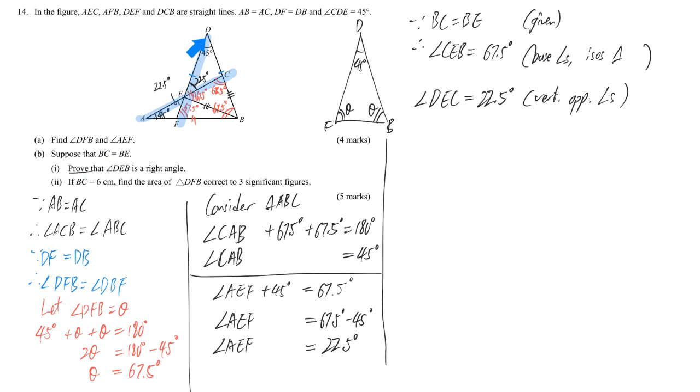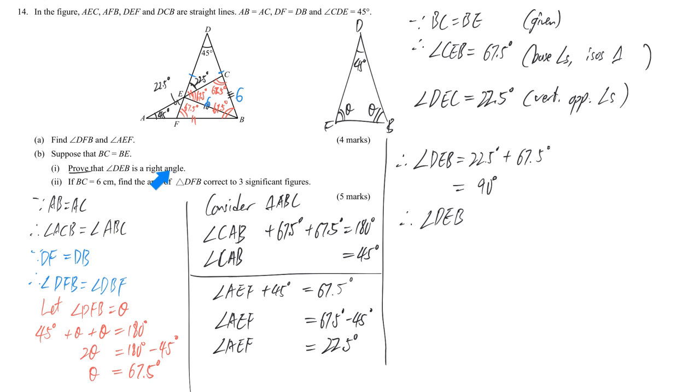And for our target angle DEB, we have two angles already. So 22.5 plus 67.5. Angle DEB is equal to 22.5 degrees together with another part, 67.5 degrees, which is equal to 90 degrees. So we already proved it, angle DEB is a right angle. The last part, they say BC is equal to 6. So direct information is these two lines are 6. And then we are going to find the area of triangle DFB. Again, if you have no idea, then make sure you check the previous part.